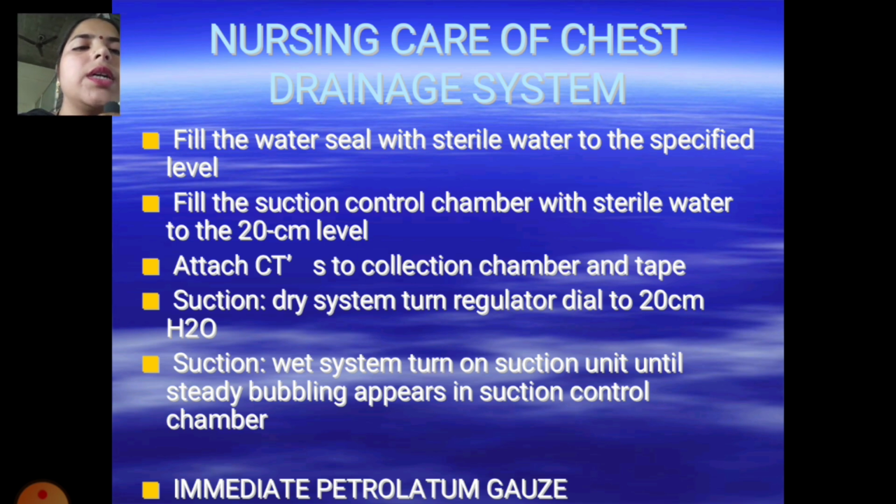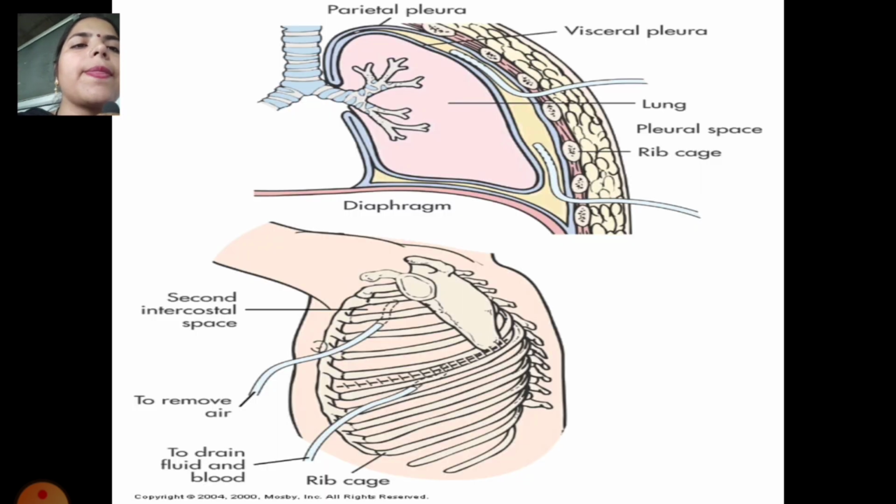Intrapleural anatomy: there are the parietal pleura, visceral pleura, lung space, rib cage, and diaphragm. The second intercostal space is used to remove air, and the lower space to drain fluid and blood.